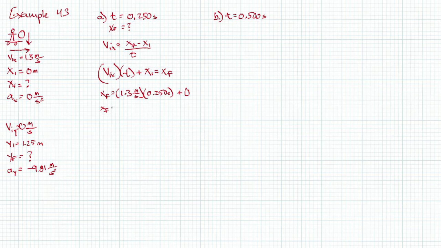X final is what? X final should be 0.325 meters. 0.325 meters, or you might say 0.33 meters if you round it. Okay, that's that in the x direction.